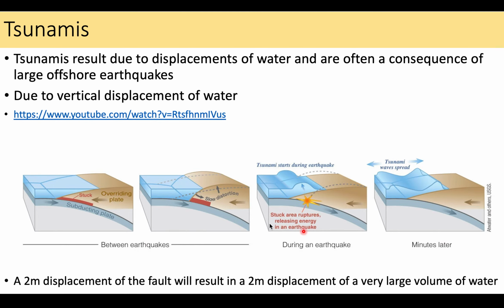So here we have our subducting plate. We know there's vertical motion in subduction. As our subducting plate is subducting, there's going to be a lot of friction with our overriding plate. It's going to get a little bit stuck. It's going to have some slow distortion. Eventually, it's going to slip back into place. There's going to be a big earthquake, and a huge amount of water is going to be thrown up into the air. The tsunami waves will then spread out like ripples from that focus.